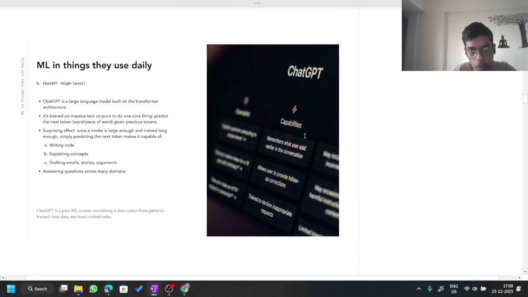Then ChatGPT, as you might have been using, is used by almost every company employee, students, and all. Once a model is large enough, it is able to write code also. It's not always correct, but it provides you with a baseline which can be improved upon by you. And as I have stated earlier, it is trained on massive text corpora, or collections, to just predict the next token, like the next word. Since the text data is massive, it is able to answer a large number of questions across many domains.